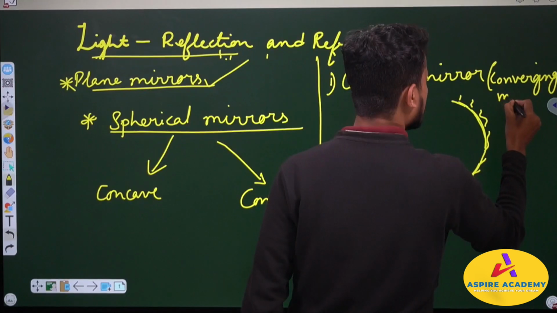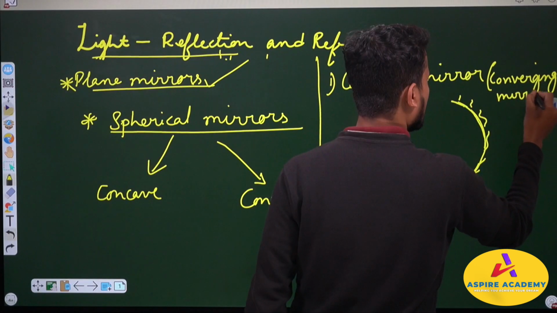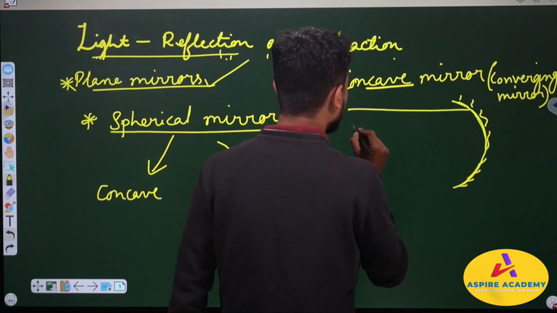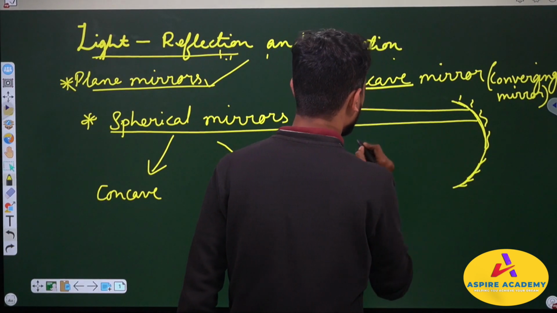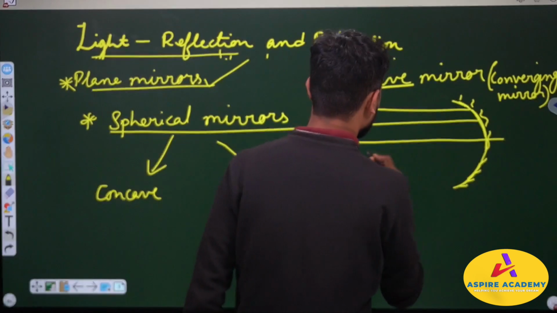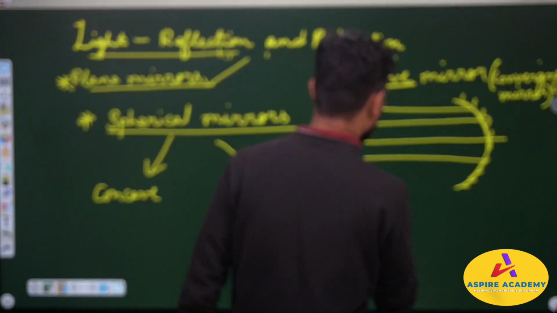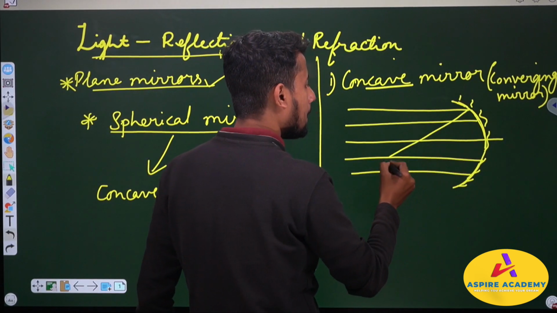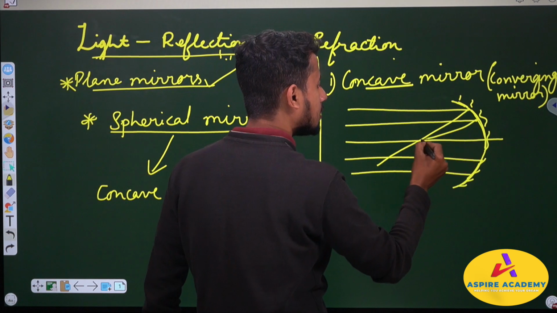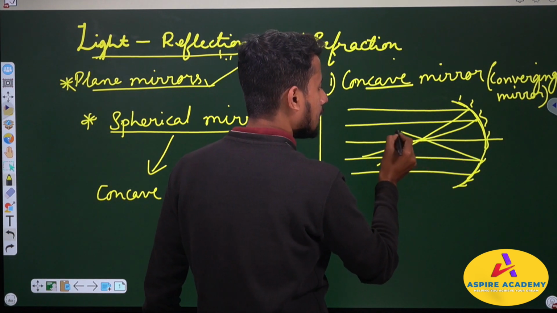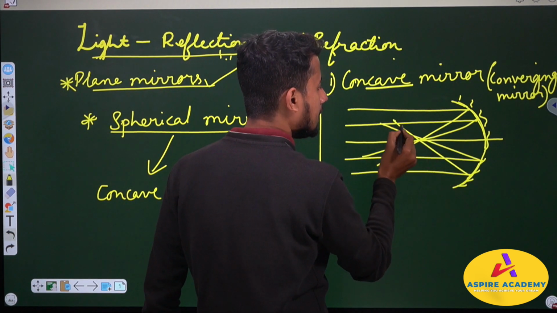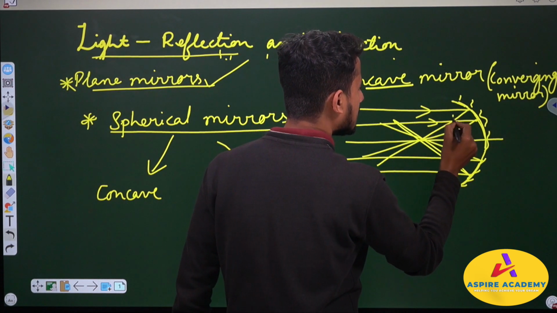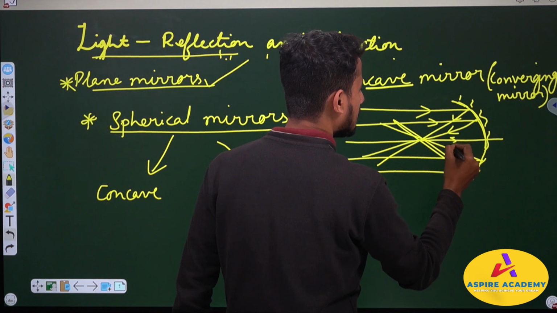Converging mirror. Why? I'll tell you now. Whenever a light ray falls on it, say these are parallel light rays falling on it, the light rays are bent inwards. So this is the incident ray, and these are the reflected rays.